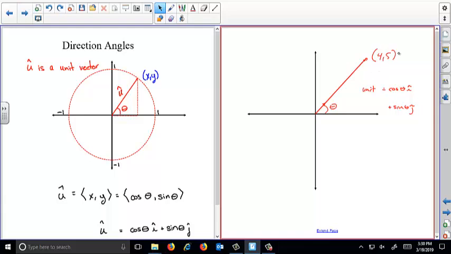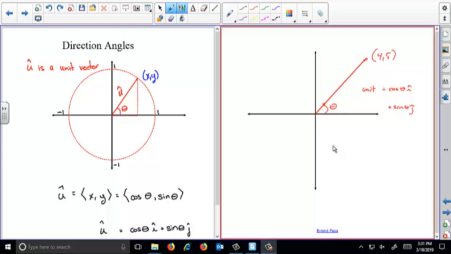So let's look at a problem here. We have this point 4, 5. So this vector is not a unit vector. So for one thing, what is the angle theta? You can find the cosine of theta and the sine of theta just using the same techniques that we've done earlier.